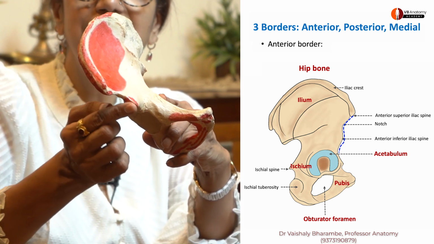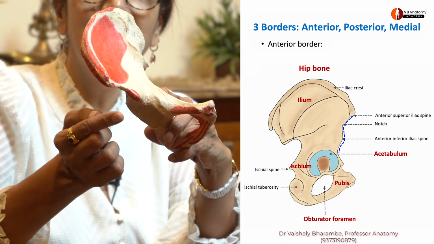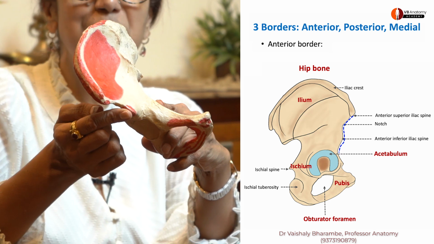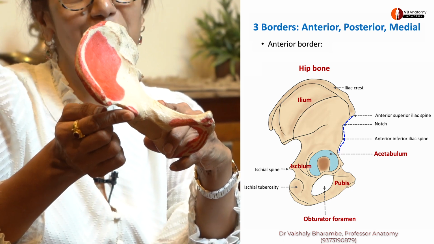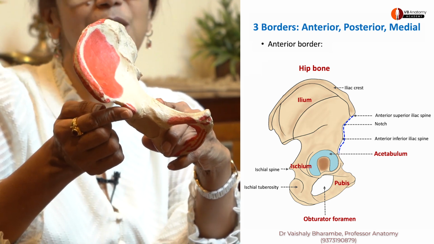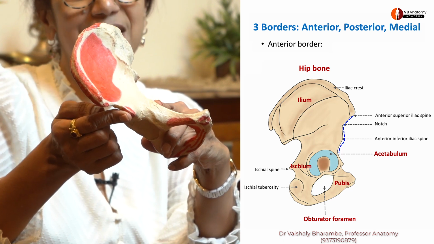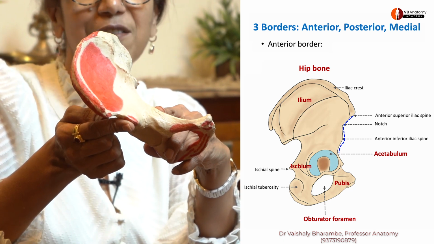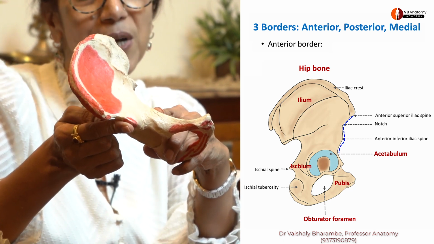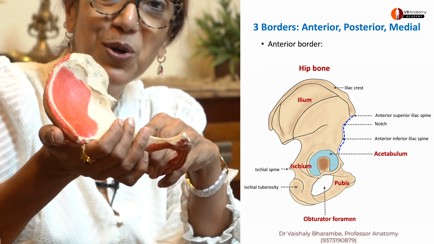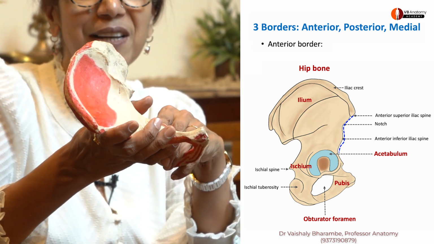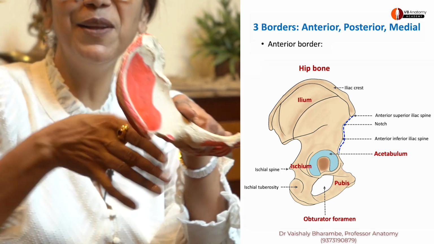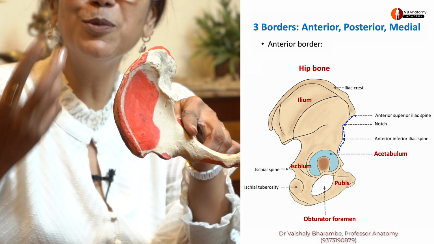Let's come to the anterior inferior iliac spine. Again one muscle, one ligament. Which muscle? Straight head of rectus femoris. Which ligament? Iliofemoral ligament. Another name for iliofemoral ligament? Yes, Bigelow's ligament. Peculiarity, strongest ligament of the body. Isn't it fun? As we learn the bone, we learn so much more.